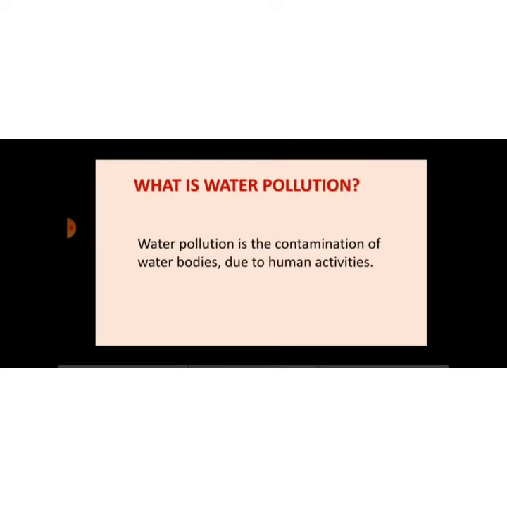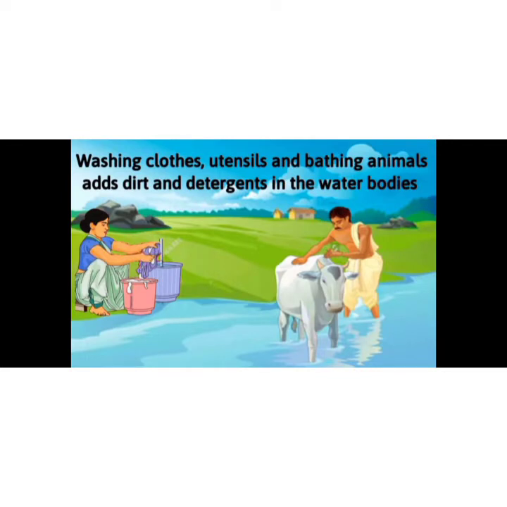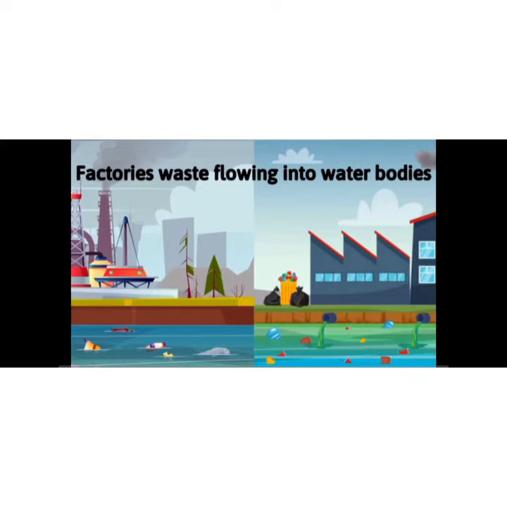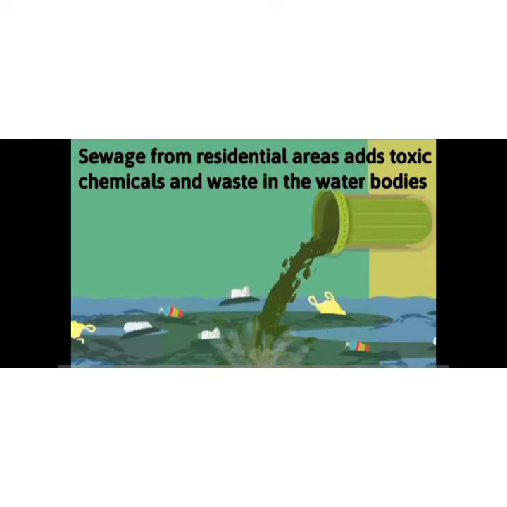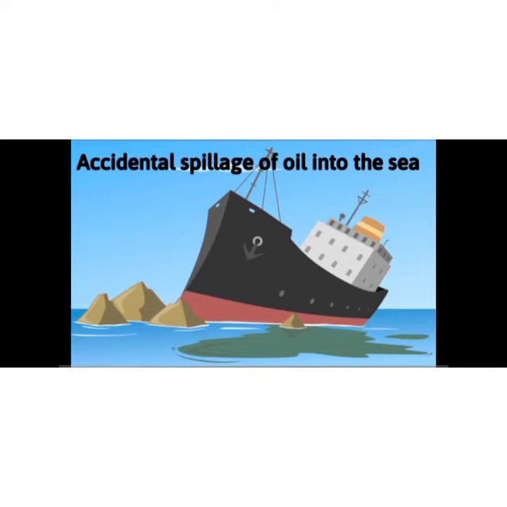So, what is water pollution? Water pollution is the contamination of water bodies due to human activities. Now, let us learn the causes of water pollution. Dumping garbage into water bodies. Washing clothes, utensils and bathing animals adds dirt and detergents to the water bodies. Factories' waste flows into water bodies. Sewage from residential areas adds toxic chemicals and waste to the water bodies. Water washed off from the agricultural fields contains pesticides and fertilizers. Accidental spillage of oil into the sea.